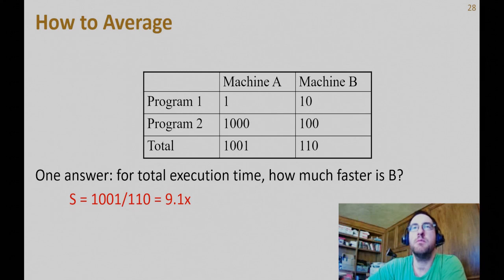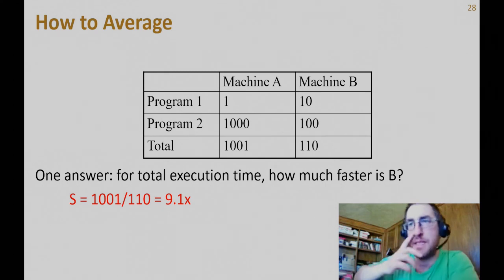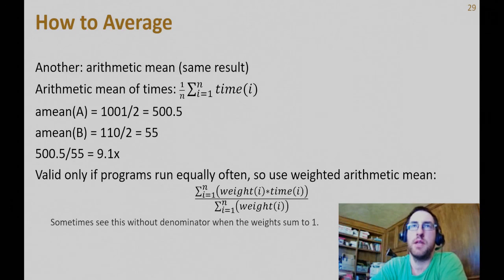Now a topic, middle school math or something. So we've got two machines, machine A and machine B, and they run two programs. So we no longer can use our iron law because we don't have time per program. We've got times for programs. So how do we combine results? One approach would be to take the total time. Machine A takes 1001 time units. Machine B takes 110 time units. So the speedup of B with respect to A is 9.1x. B is 9.1 times faster than A. Correct? Well, misleading maybe.